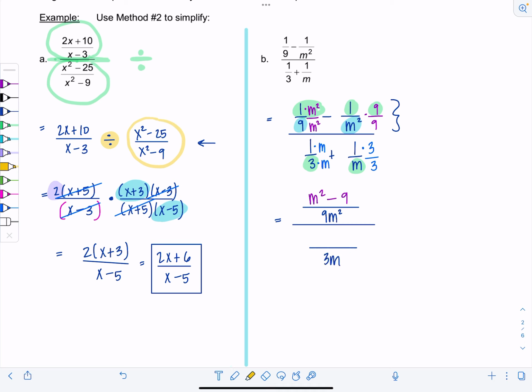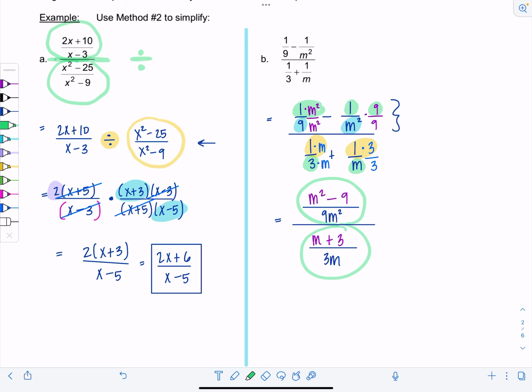And then check it out, we've just got 1 times m, which is m, plus 1 times 3, which is just 3. Okay. Lovely. Now we're basically at the same step that we were at when we got problem A given to us. So here's one term.